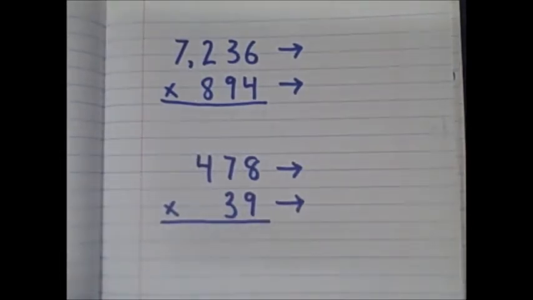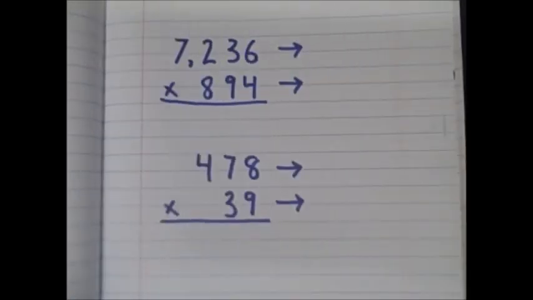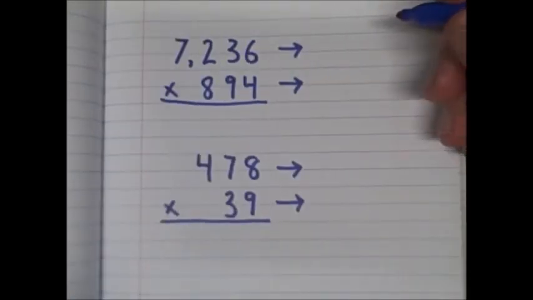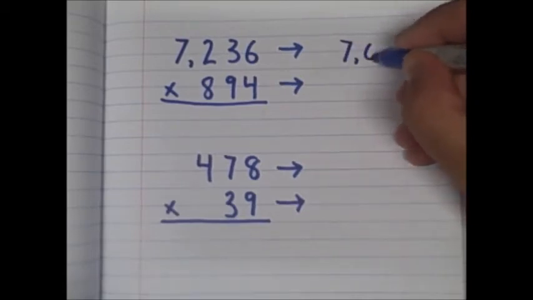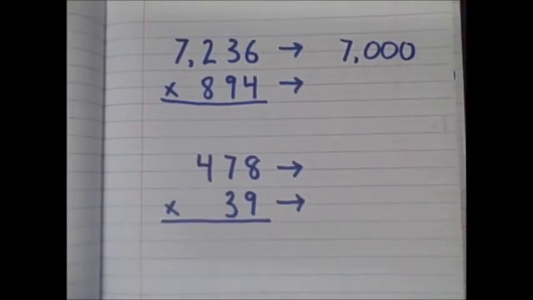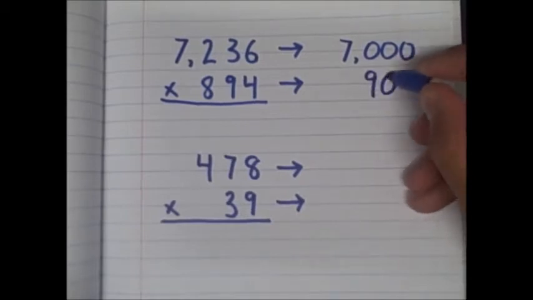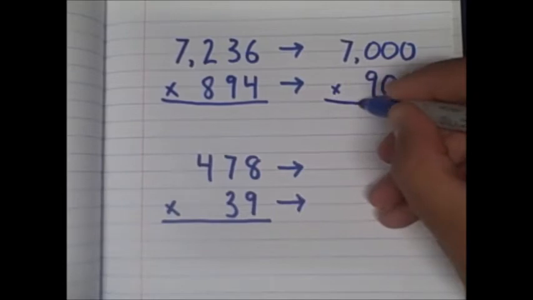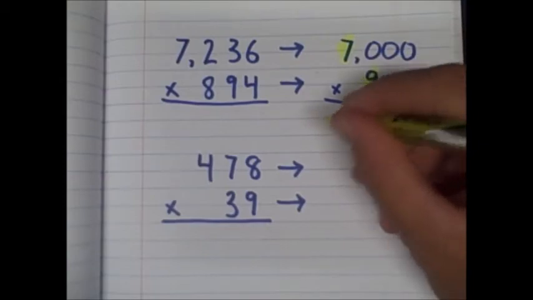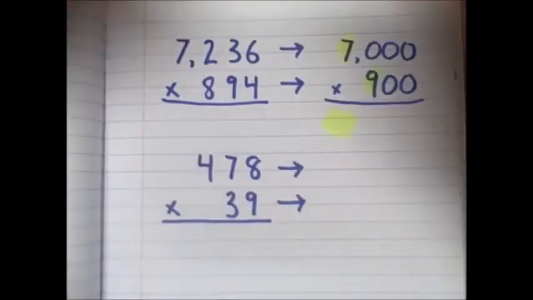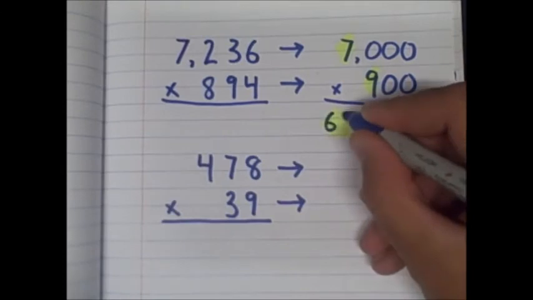Pause the video. For each number sentence, find the estimated product and unpause when you're ready to check. In the first number sentence, I'm going to round that to the nearest 1,000. Second factor, I'm going to round to the nearest 100. I'm going to look at my digits that are not zeros. That will tell me my basic fact. 9 times 7 equals 63.